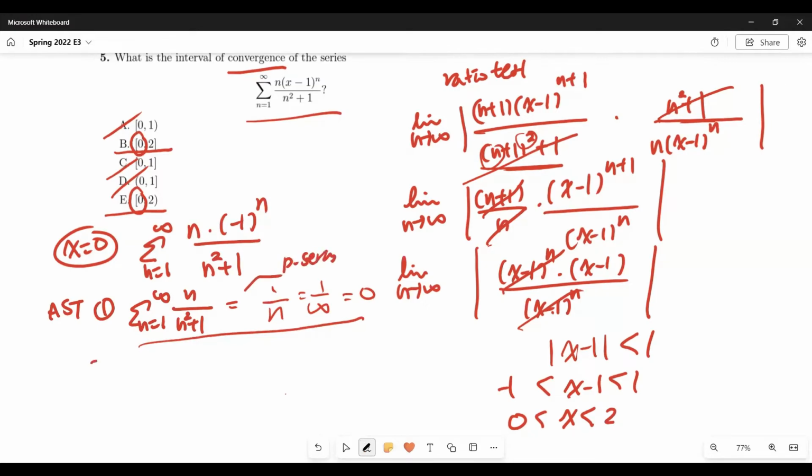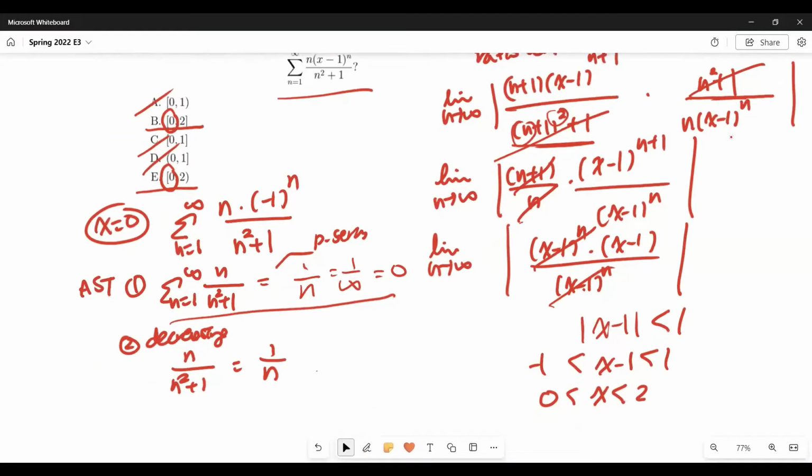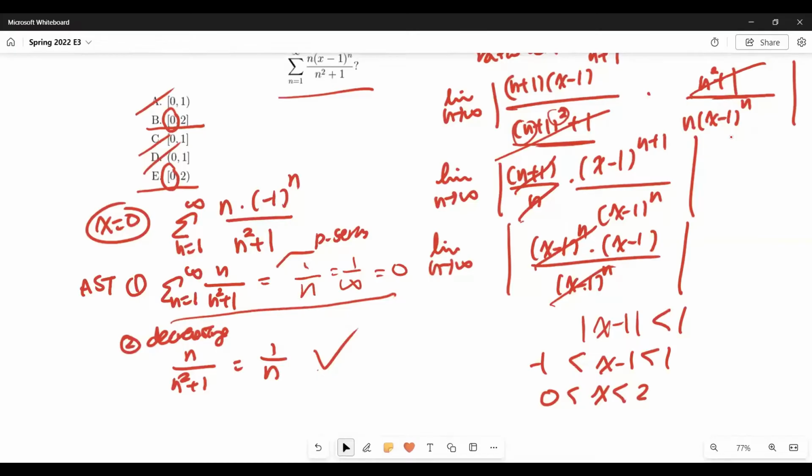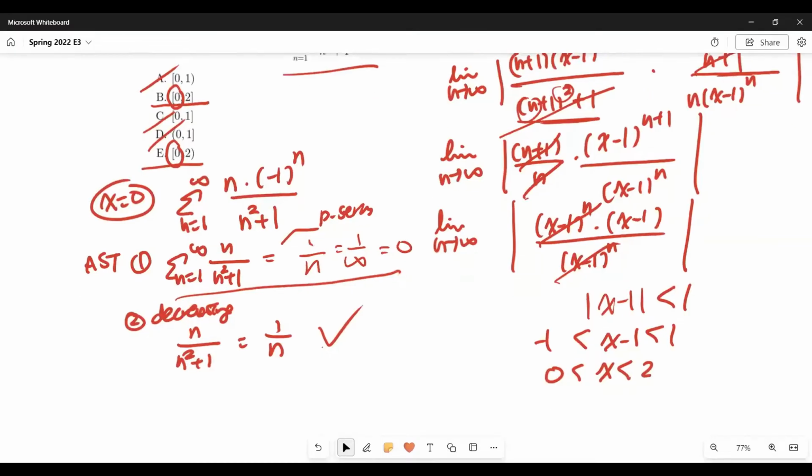And now we have to check the decreasing part. So n over n squared plus 1, this is 1 over n. So as n goes to infinity, this value will be decreasing, not increasing. So that checks out. That is checked. So x equals 0 is a square bracket.